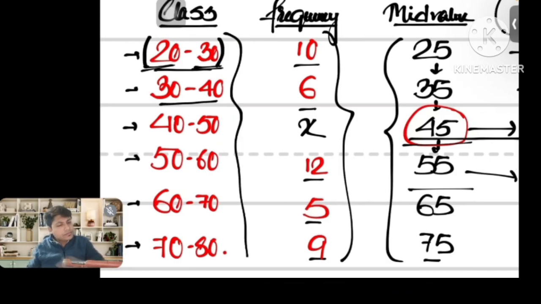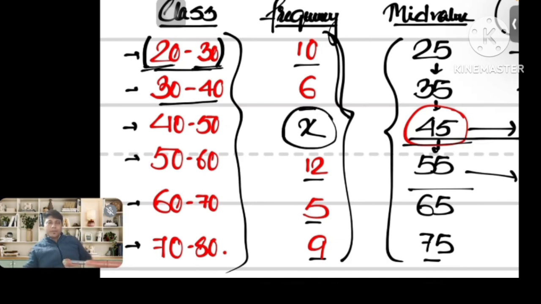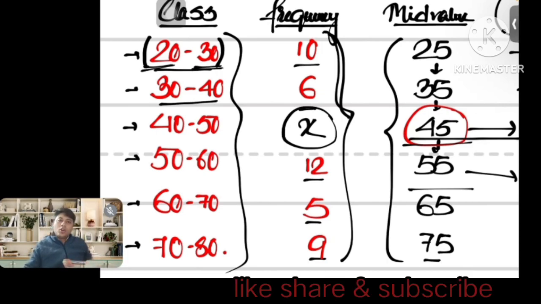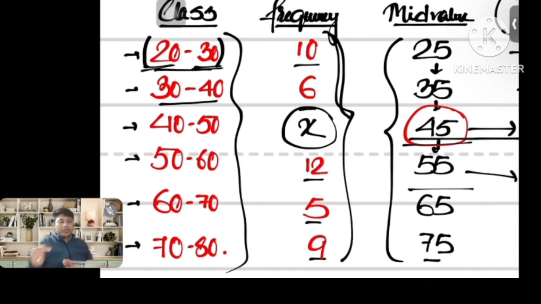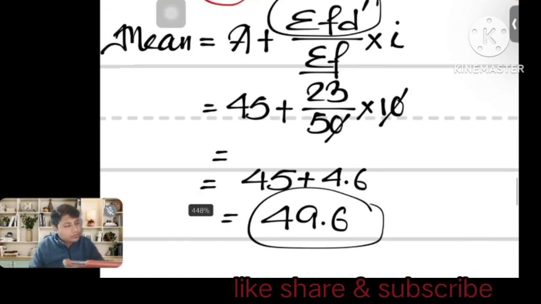Look at this question here. All the classes are given, even all the frequencies are given, except one frequency, which is written as x. You have been asked to calculate the value of x. One additional piece of information is also provided here: the mean is already given.